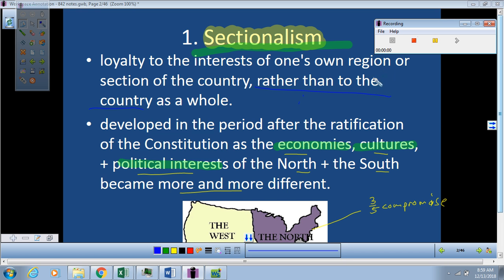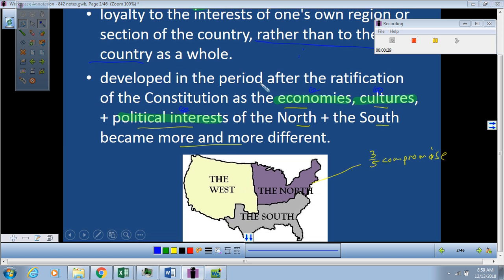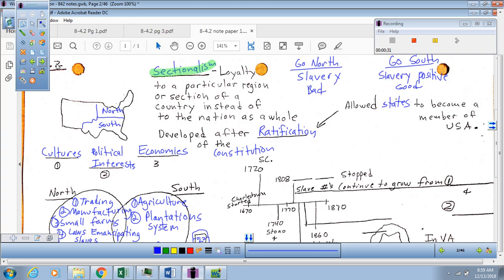In this lesson, we are going to continue to learn about sectionalism and events that would increase sectionalism. Sectionalism, once again, is loyalty to the interests of one's own region or section of the country rather than to the country as a whole. In the previous lesson, we learned that the economies, the cultures, and the political interests of the North and South became more and more different as the country evolved.